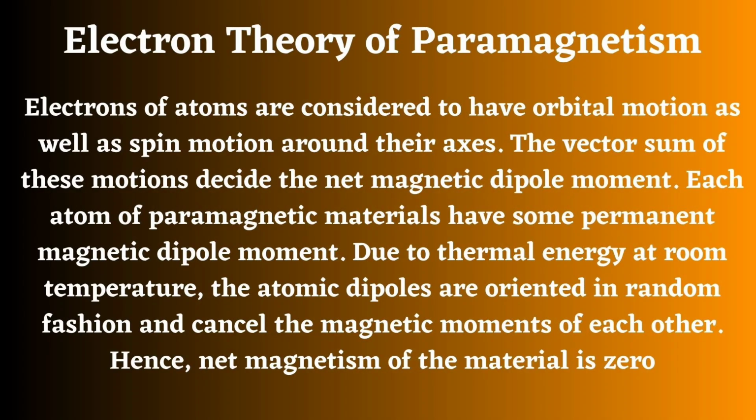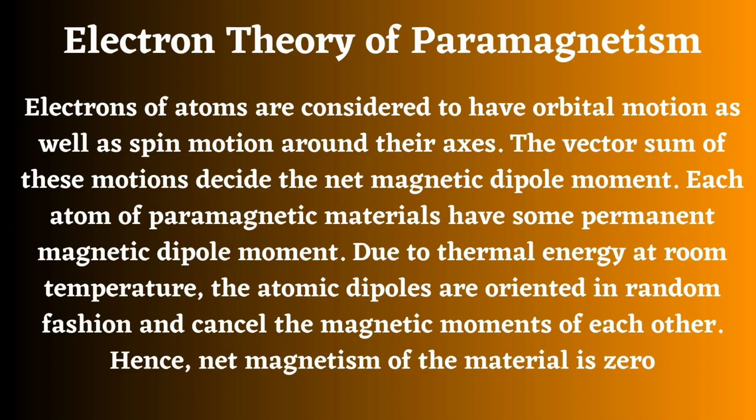Now we are going to understand the electron theory of paramagnetic materials. For paramagnetic materials, in the absence of a magnetic field, due to thermal energy at room temperature, the atomic dipoles are oriented in a random fashion and cancel the magnetic moments of each other, and thus the net magnetism of the material is zero. Also, it is noted that the electrons of atoms are considered to have two motions. One is the orbital motion, the second is the spin motion around their axis, and the vector sum of these motions decides the net magnetic dipole moment.